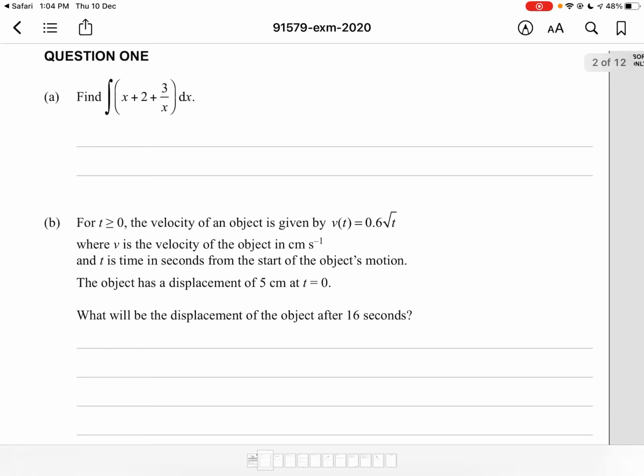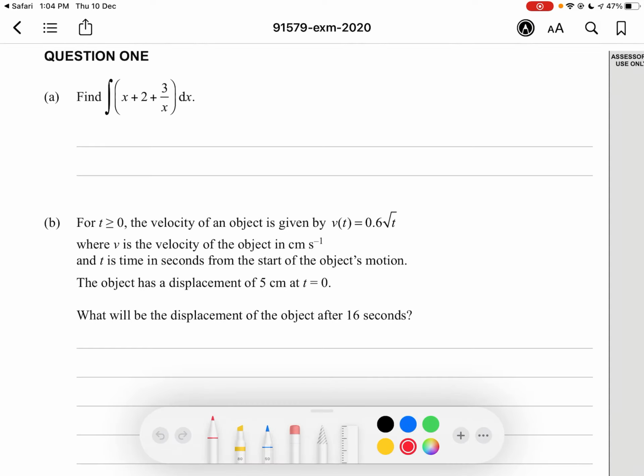So for question 1, we want to find the integral of x plus 2 plus 3 over x dx. For x plus 2, we can just use the power rule, so we're going to increase the power by 1 and divide by the new power. So the integral of x plus 2 plus 3 over x dx is going to give us x squared over 2 plus 2x, and 1 over x integrates to ln of x, but it's 3 over x, so you multiply by 3 on the outside, so plus 3 ln of x, and don't forget the constant of integration plus c. And this should just be an achieved level question.